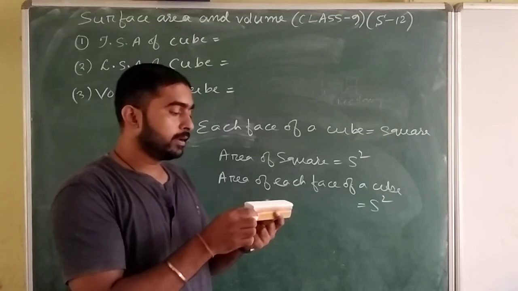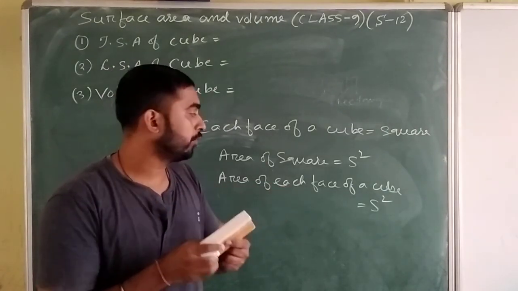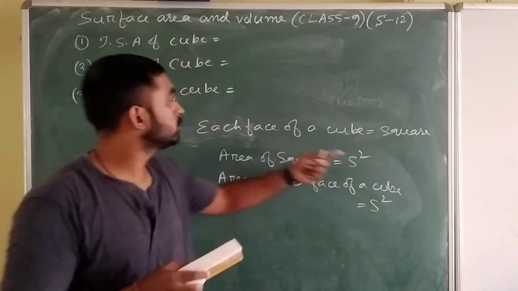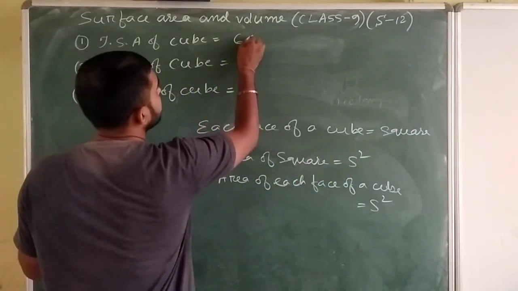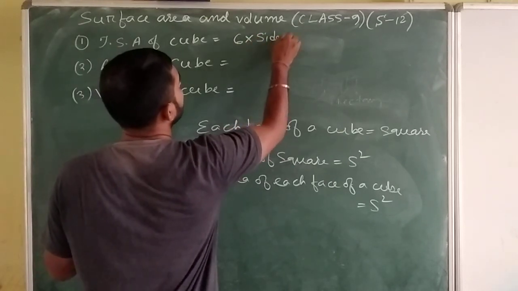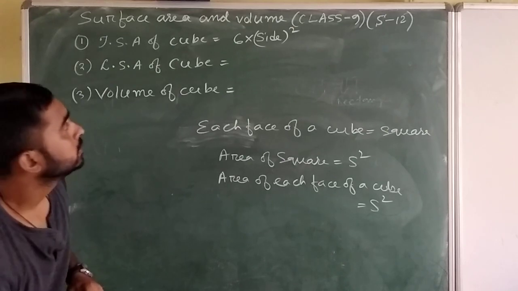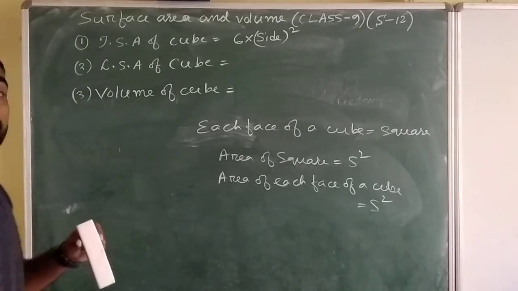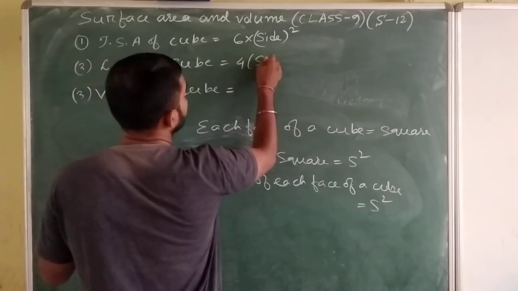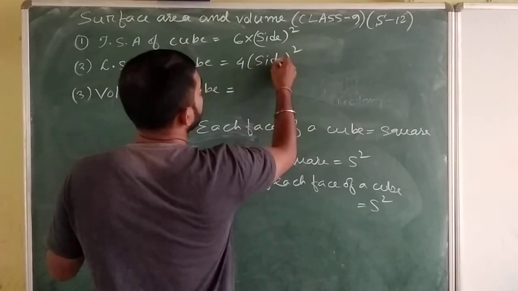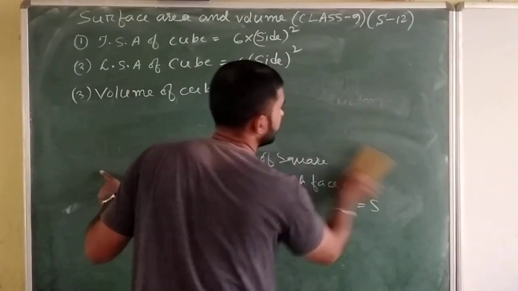So similarly, in a cube there are 6 faces, and the area of each face is equal to s square. That's why the total surface area of a cube is 6 into side square. Now lateral means 2 parts are missing, top and bottom, so it becomes 4 into side square. Got it? 4 into side square.